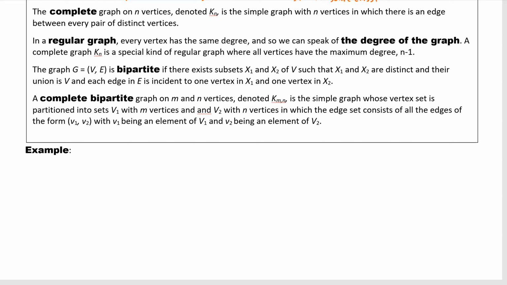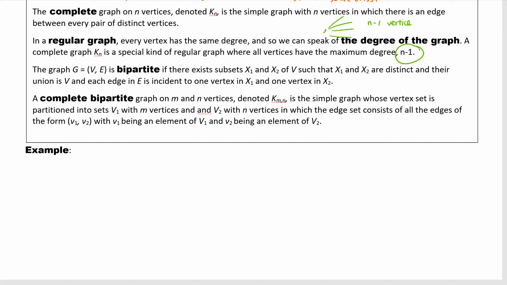The complete graph is a special kind of regular graph, because in a complete graph every vertex is connected to all the other vertices, and there are n vertices total. How many vertices is each vertex connected to? n minus 1, the other vertices. That's why each vertex has degree n minus 1. So far, so good, everybody?